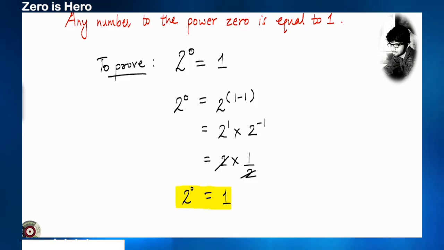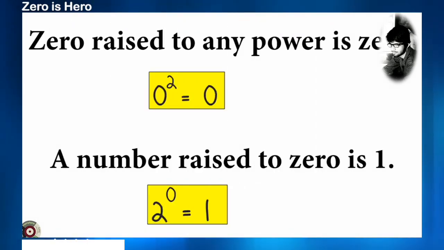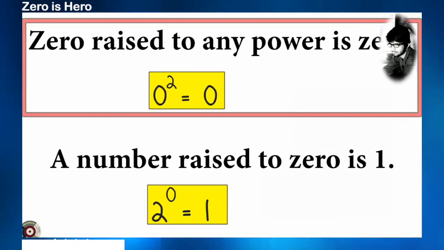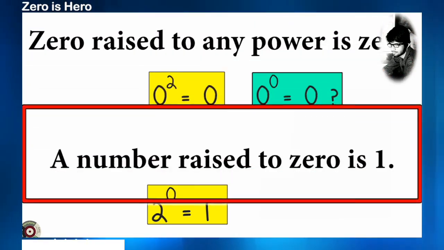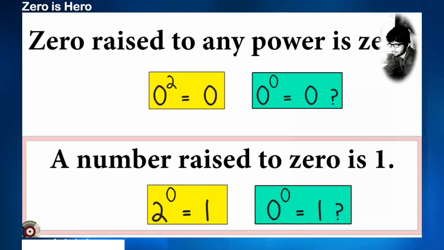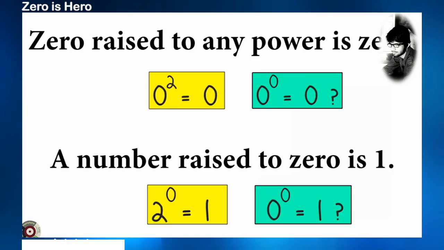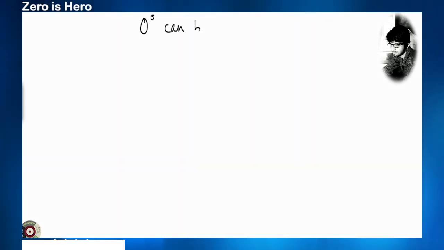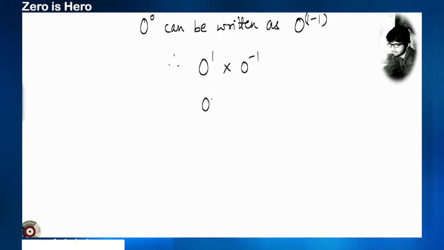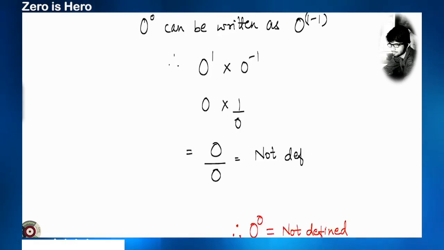So just now we saw two things. So with these two facts, what I am thinking is, if 0 raised to a number is 0, then 0 raised to 0 should also be 0. But a number raised to 0 is 1. So 0 to the power 0 should be 1. Well, both can't be true at the same time. The 0 to the power 0 is not yet defined. Let's see why. We can again write 0 raised to 0 as 0 raised to 1 minus 1. And so this clearly shows that 0 raised to 0 is undefined.